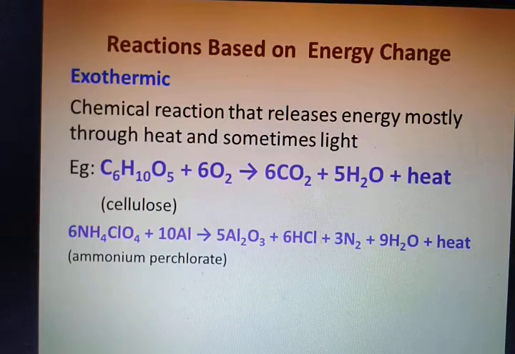So those are exothermic reactions. The word exo means out and therm means heat. So out and heat, so heat out. Therm means heat. Exo means out.